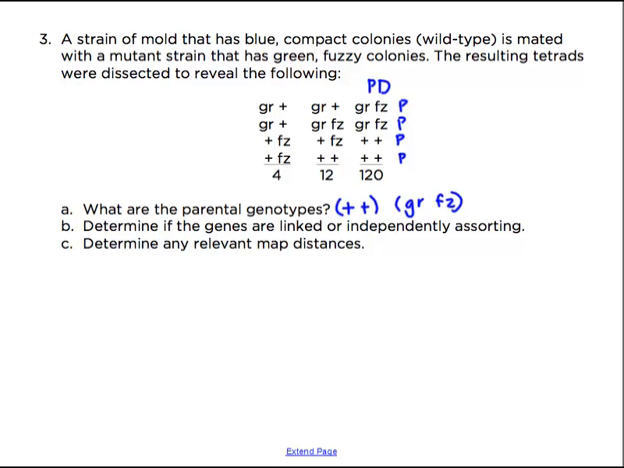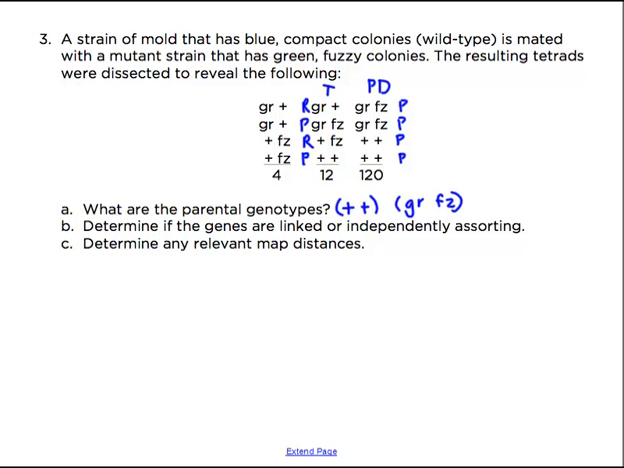Recombinants would be either GR plus or plus FZ. So GR plus, that's recombinant. GRFZ is parental. Plus FZ is recombinant. And plus plus is parental. So this has 2 recombinants and 2 parentals. So this is a tetratype.